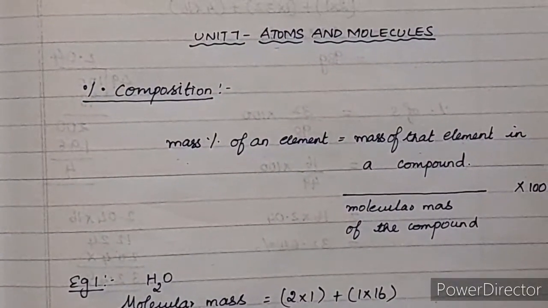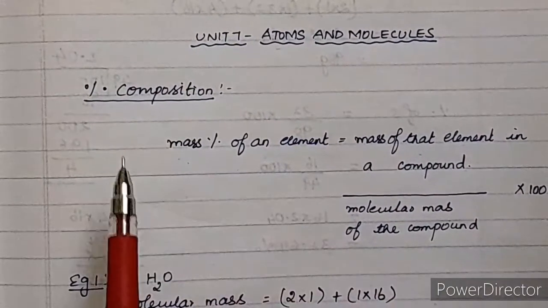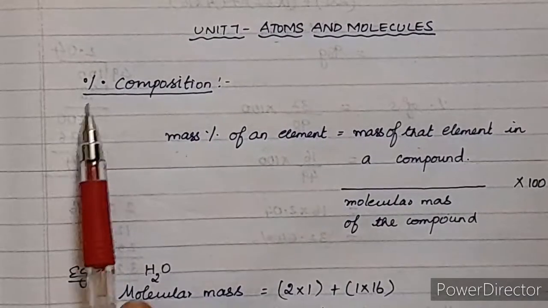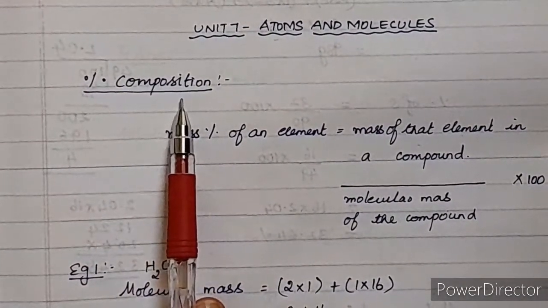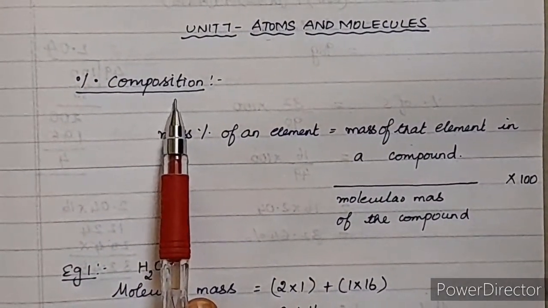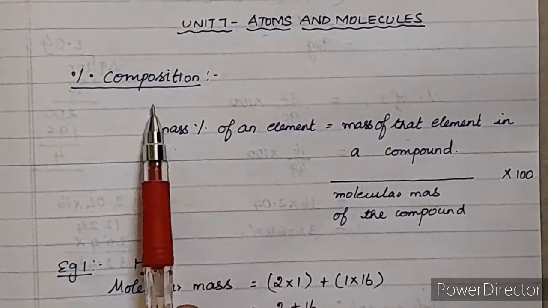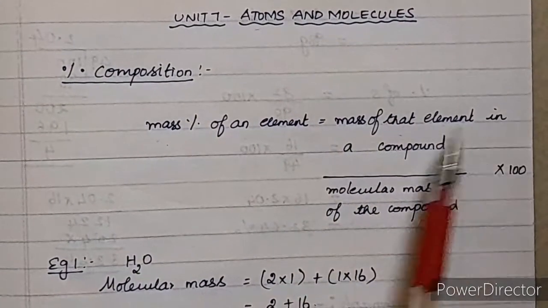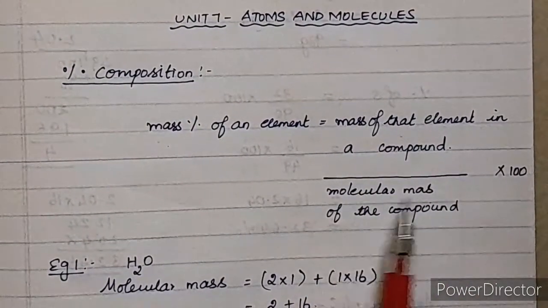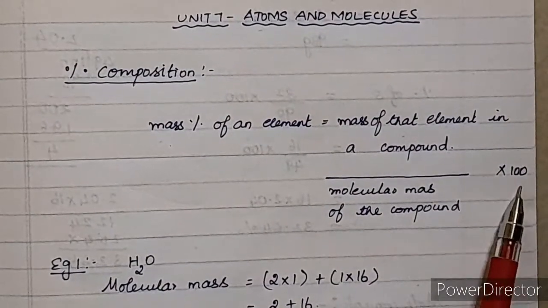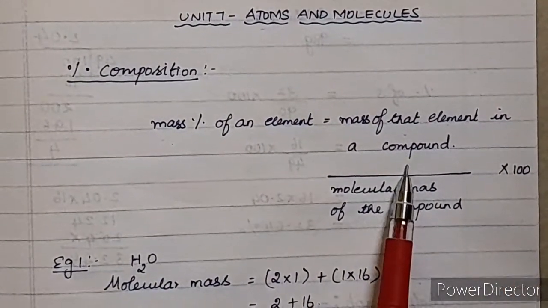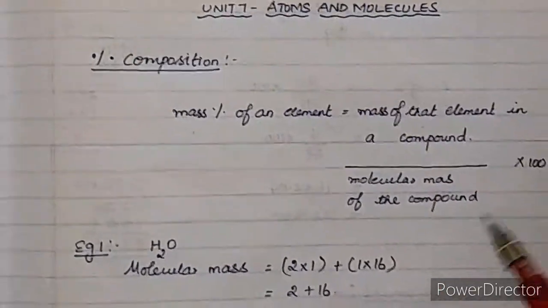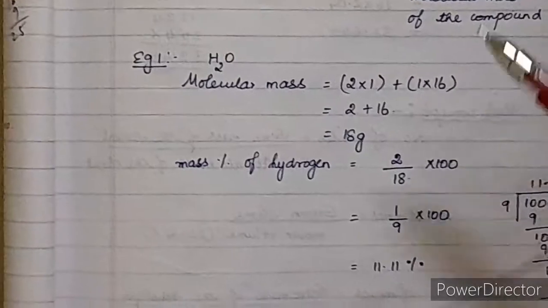Now let's see the percentage composition, how to calculate the percentage composition of an element in the compound. Now what is percentage composition? We are going to calculate the percentage of a particular element in the compound. Now for that we have a formula. Mass percentage of an element is equal to mass of that element in a compound divided by molecular mass of the compound into 100. Now using this formula we can calculate the mass percentage of a particular element in a compound.